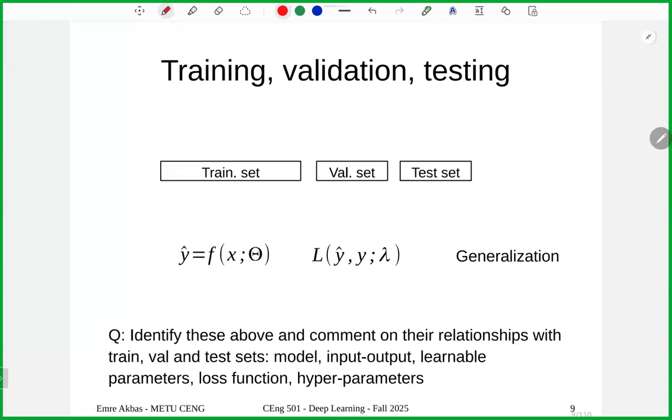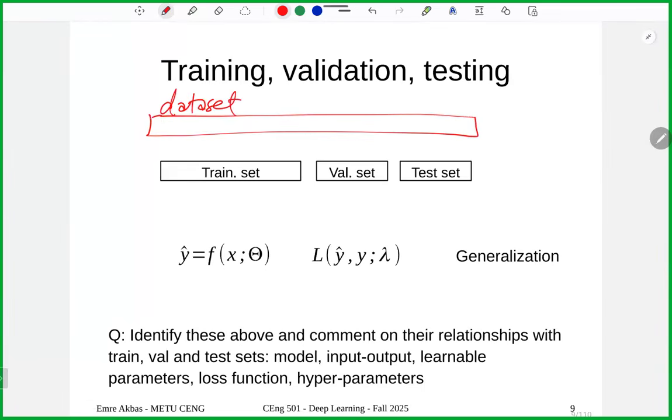For this reason, we usually split our data set into three sets. So if this is our whole data set, when we are developing a machine learning model, we first split it into training, validation, and test. On the training set, we train our model, its parameters. We check its performance on the validation set. And once the training is done, once we decide that we can stop training, then we check its performance on the test set.